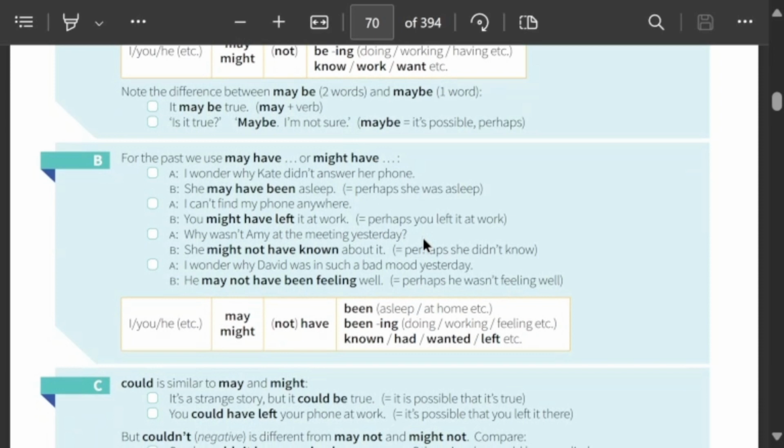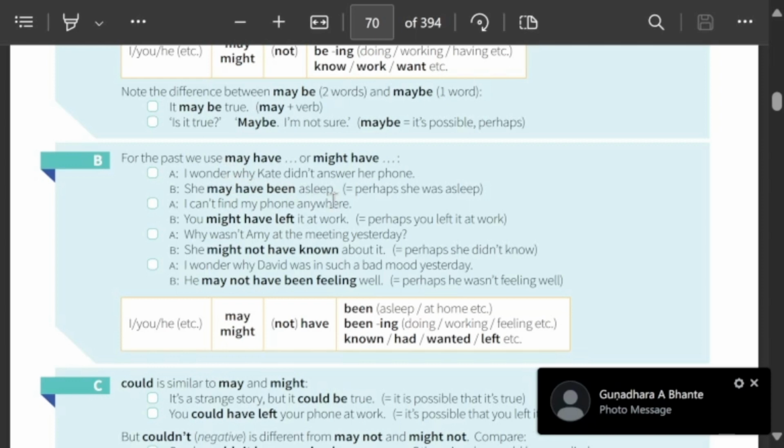Okay, B. For the past, we use may have or might have. So, for example, I wonder why Kate didn't answer her phone. You see, it's in the past. She may have been asleep. Perhaps she was asleep. You can use past simple, you see. But if you're using may or might, you have to use have, you see. She may or might have been asleep.